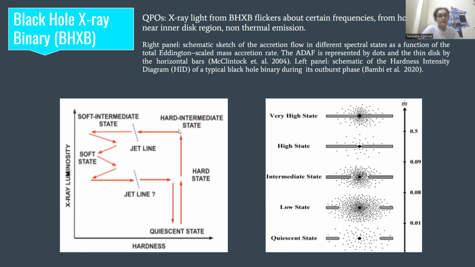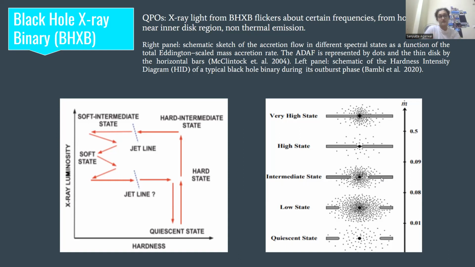As it goes through different transitions, it forms a Q shape in the hardness intensity diagram, or the HID. Here on the left, we have the HID, where you can see hardness on the x-axis and luminosity on the y-axis. As it goes from a low state to a high state, the disk gets closer to the compact object, and we see a decrease in advection-dominated accretion flow, or ADAF. These dots represent ADAF, and the horizontal lines represent the disk.